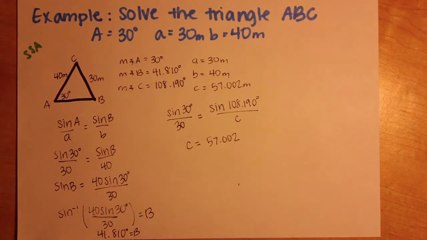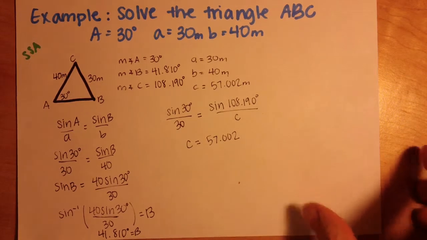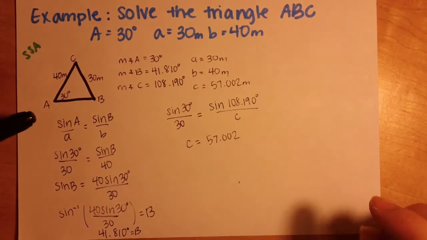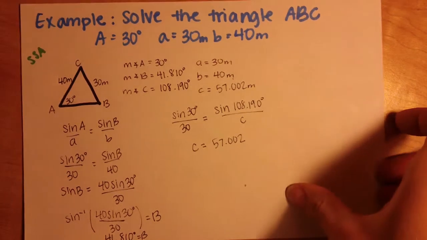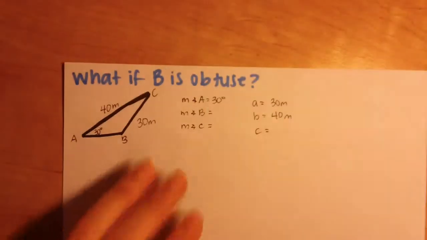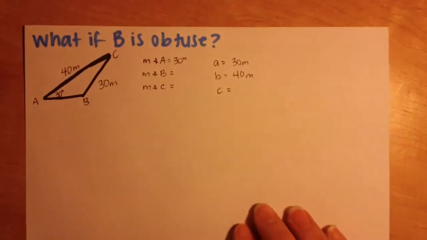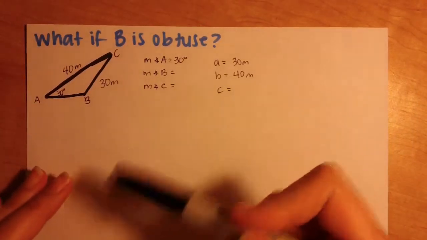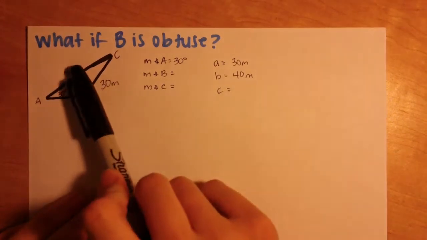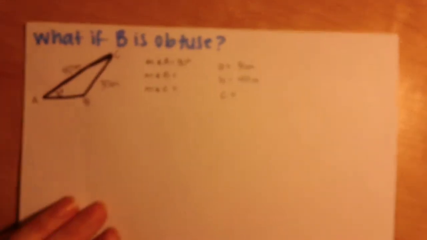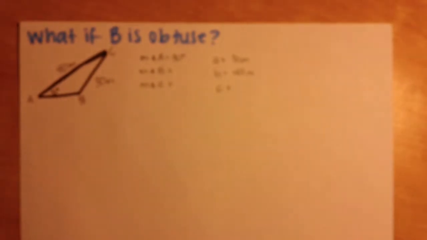Okay, so now we want to know what happens if B is obtuse, because this is going to be one solution to our triangle, but we want to check for a second solution. So I have this one triangle here. I'm going to use the same values to look at this next triangle, and we're going to talk about what happens when B is obtuse. So same triangle, I just drew it differently so that B is obtuse. We still have side B is 40, side A is 30, and angle A is 30 degrees.